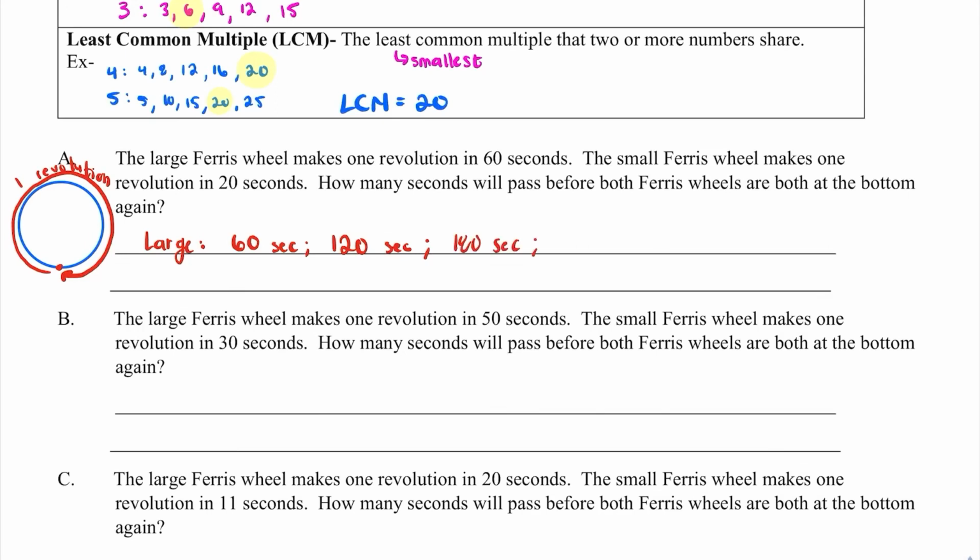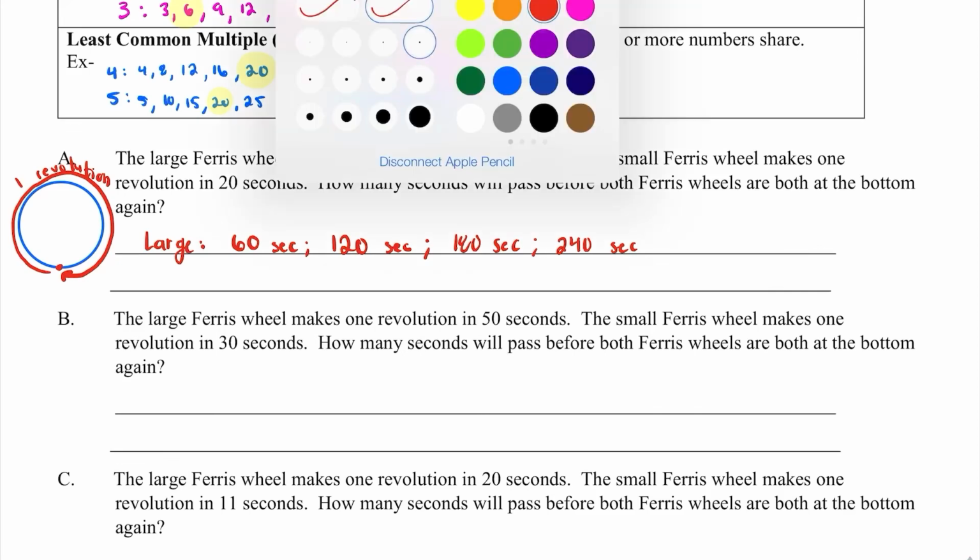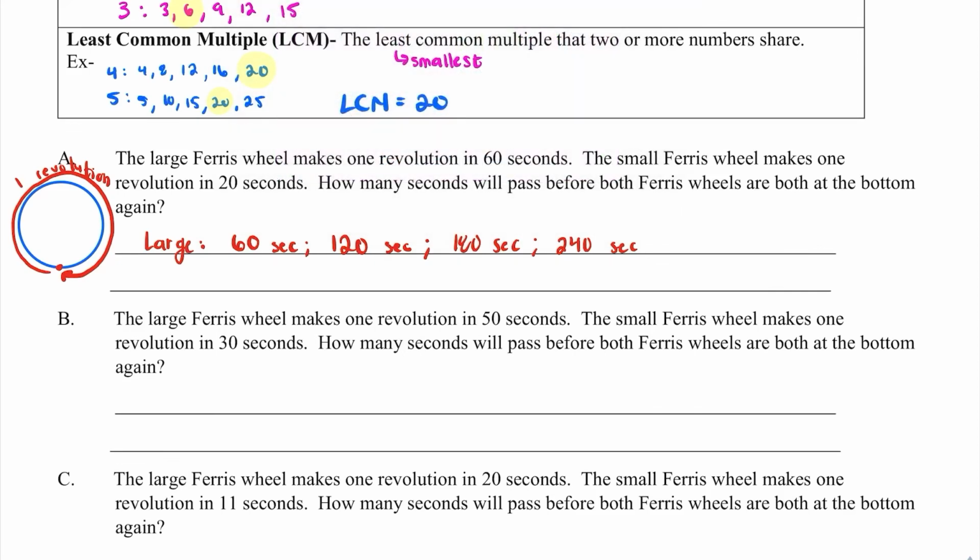Another revolution is going to be at 180 seconds, and then one more revolution is going to be at 240 seconds. Now I want you guys to label these. Okay, so 60 seconds represents one revolution, one time around the Ferris wheel. 120 seconds is 2 revolutions. 180 seconds is 3 revolutions. And then 240 seconds is 4 revolutions.